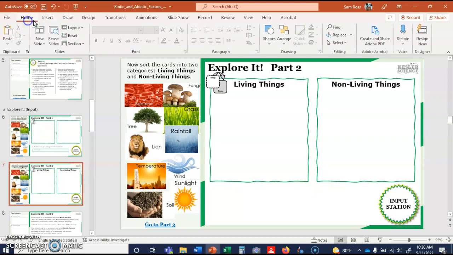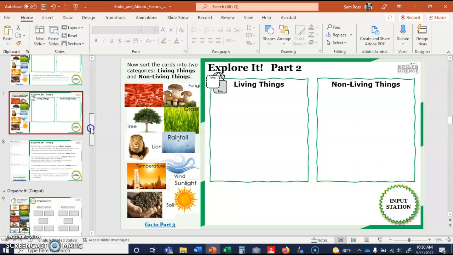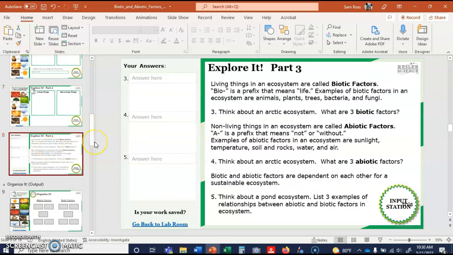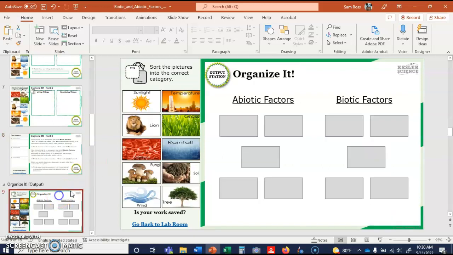Let me get off of Draw back to home. You just grab. Is it going to let me? No, it's not. Okay. Let's see. Grab one and you move it. So that's how you sort those. That's Explore It. And here's Part 3. It talks about biotic factors in an Arctic ecosystem, abiotic factors in an Arctic ecosystem, and then examples of abiotic and biotic factors in a pond ecosystem. Again, if you can't think of things for these, you are welcome to search those.